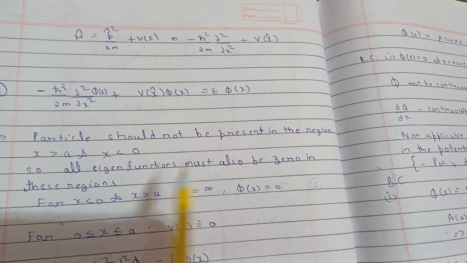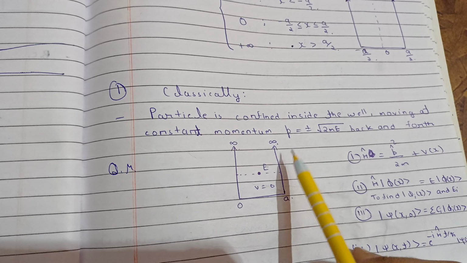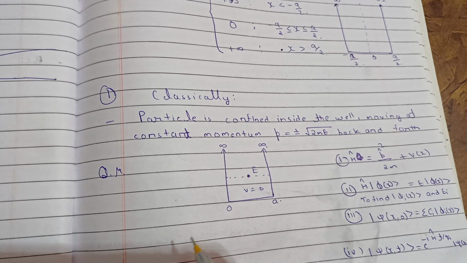Now the particle can't be present here, here, or here. Why? Because the potential is infinite, so there will be zero probability of the particle being present there.